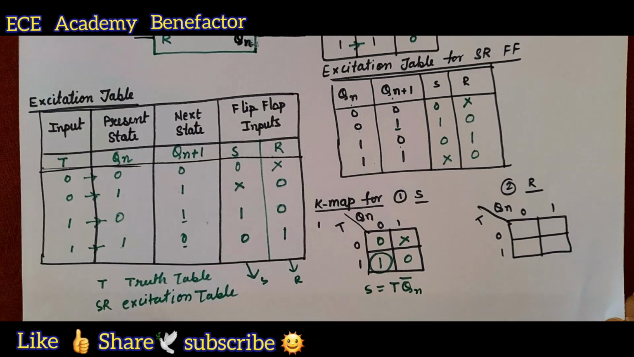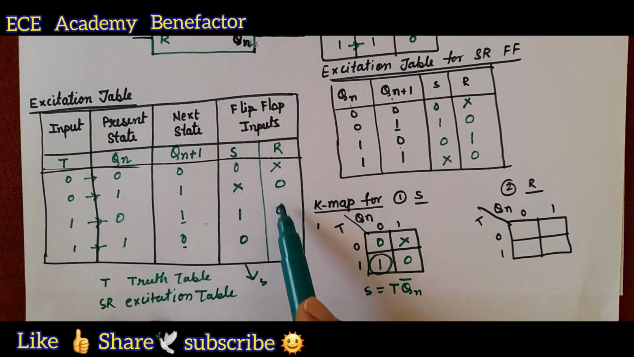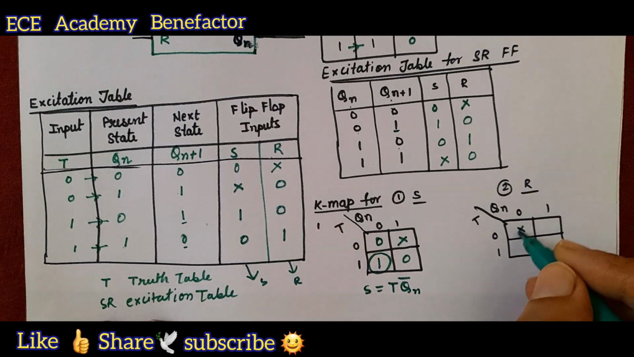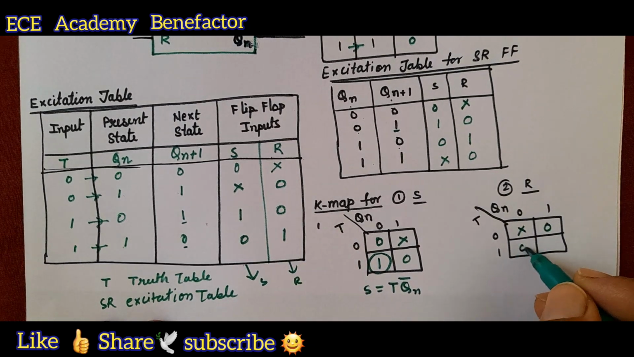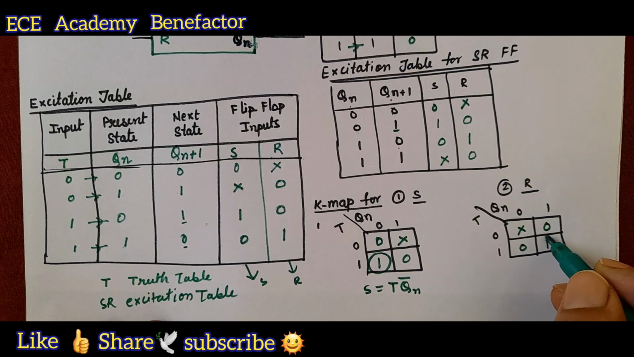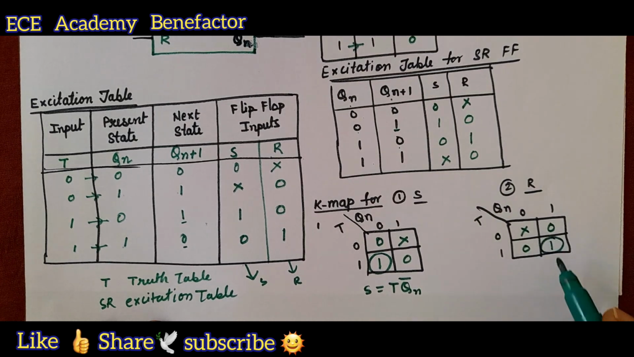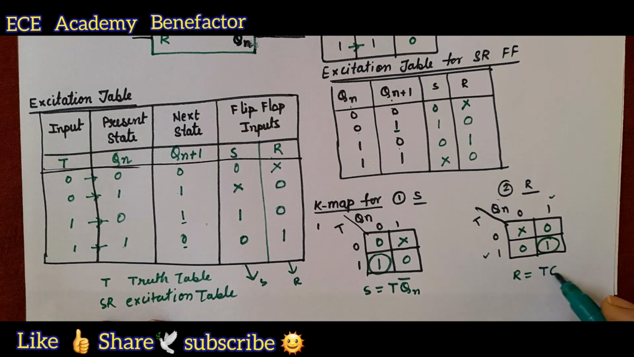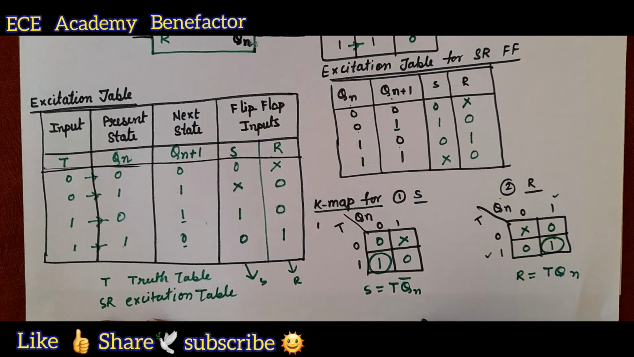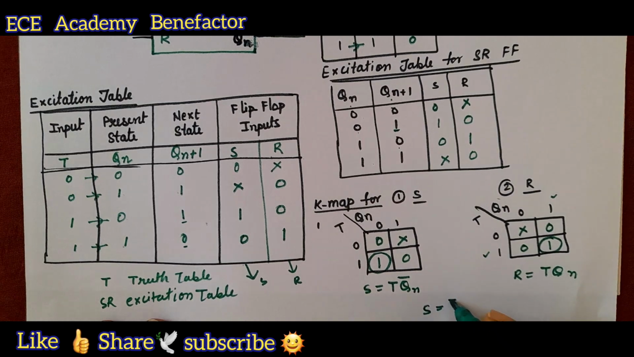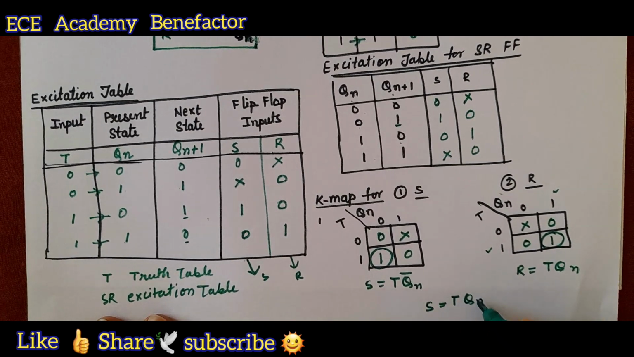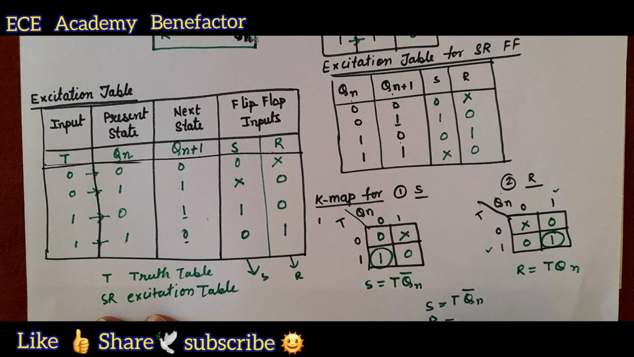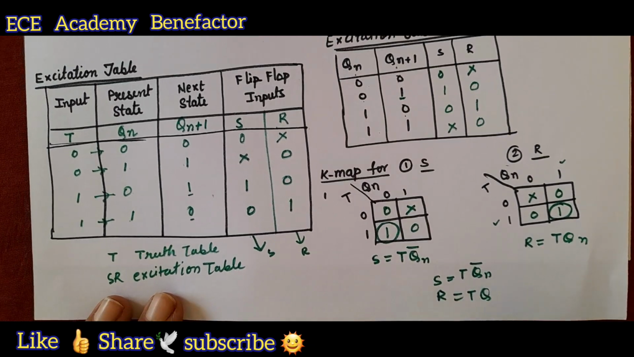Now let us fill for R. It is x 0 0 1, x 0 0 1. So we can form only one group, which is here. For this group, this is T and this is Qn. So R comes to be T Qn. So we got the equation for S as T Qn bar and R as T Qn.